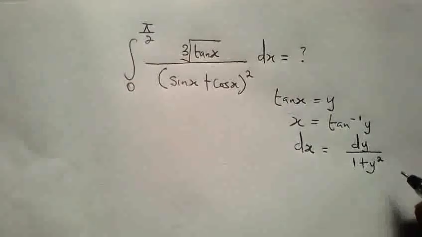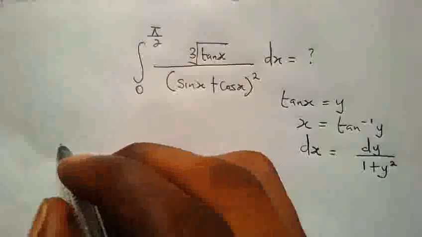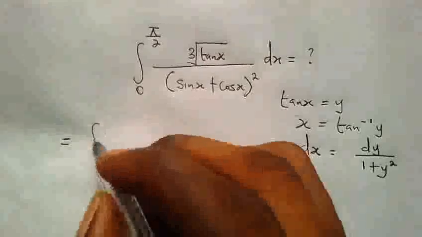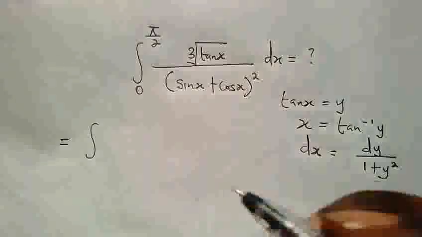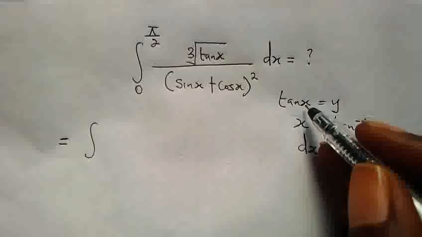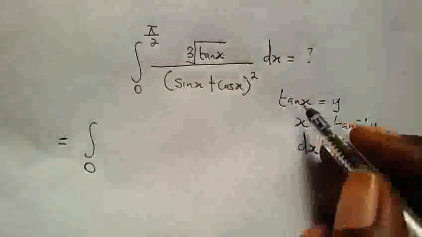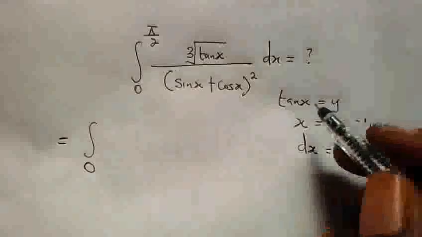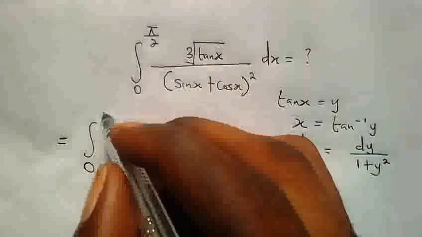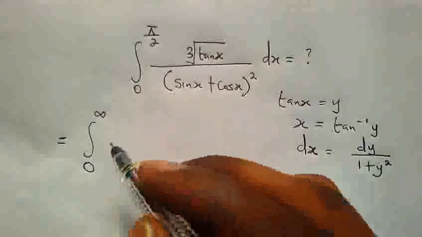Okay, now our integral will become... So here let's check the new limits. If you put x equals 0, we get y is equal to tan of 0, which is 0. When you put x equals pi over 2, we get y is equal to tan of pi over 2, which is infinity. So y is going from 0 to infinity.